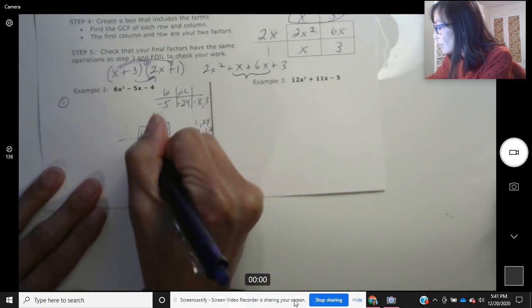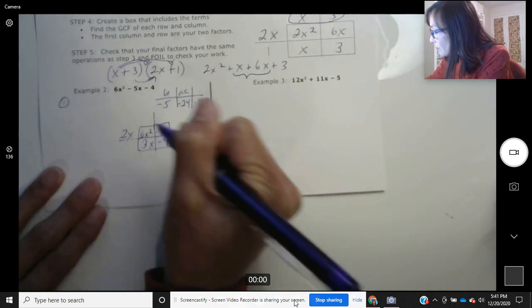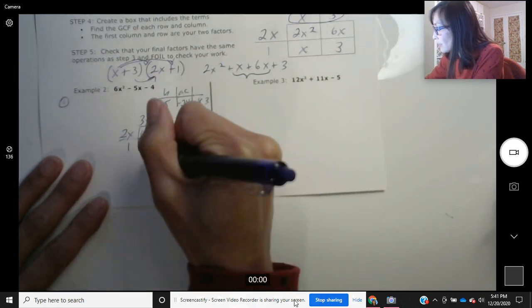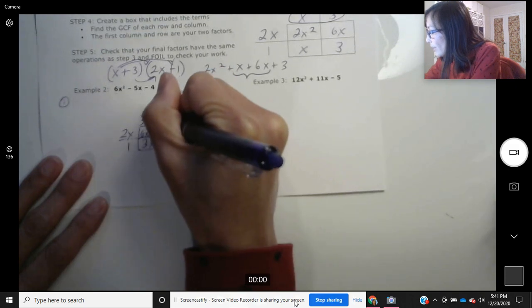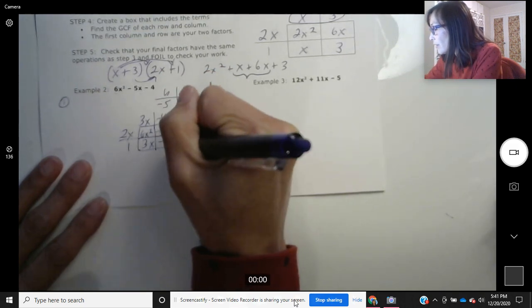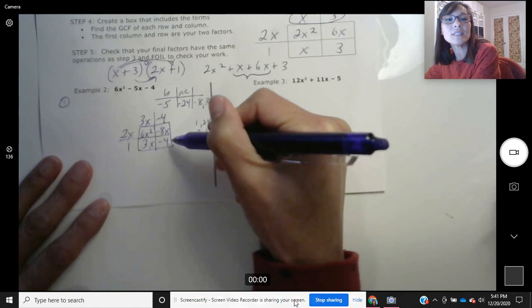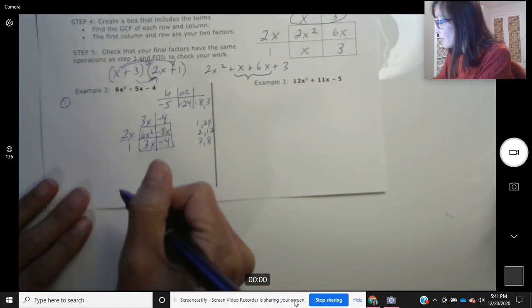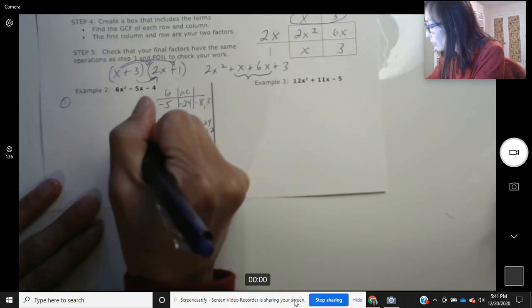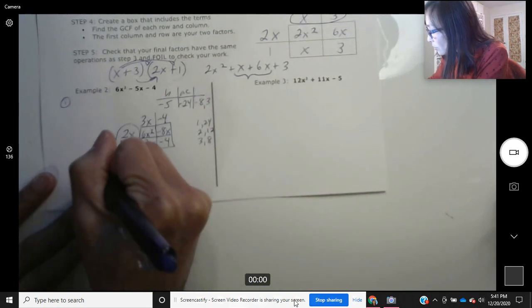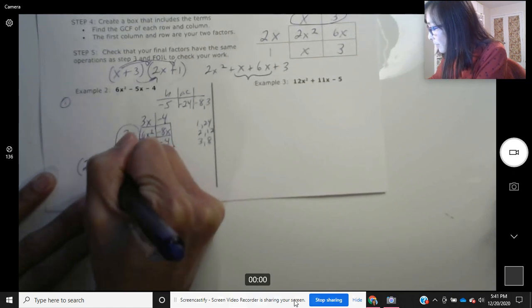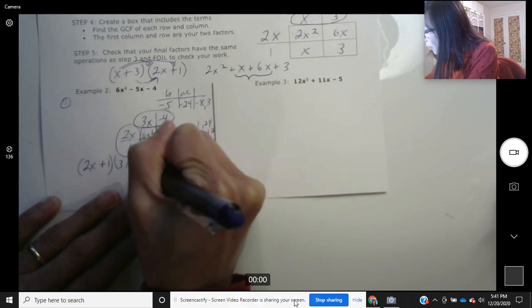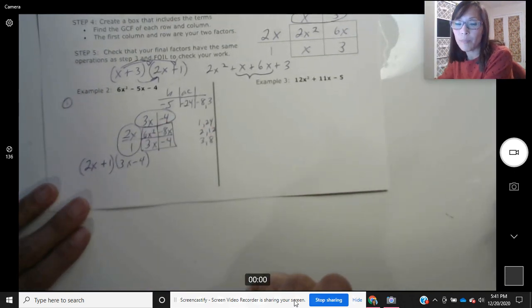So the greatest common factor of this row is 2x. Of this one is 1. 3x is my greatest common factor of this row, and then -4 of this one. If you see two negatives in this column, then you're definitely going to want to pull out a negative there. The last step is all I have to do is look at these two terms. 2x plus 1 is there, and then 3x minus 4 is that binomial.